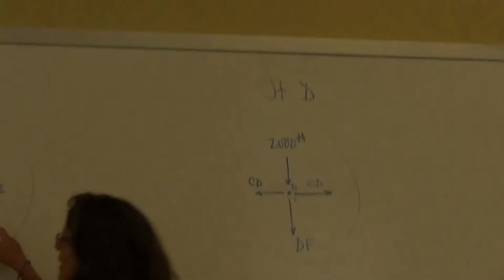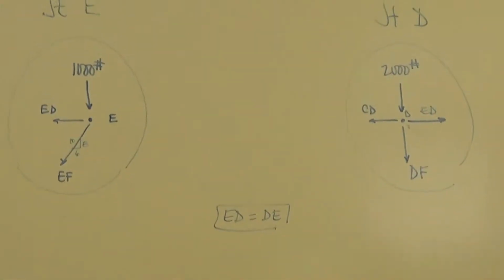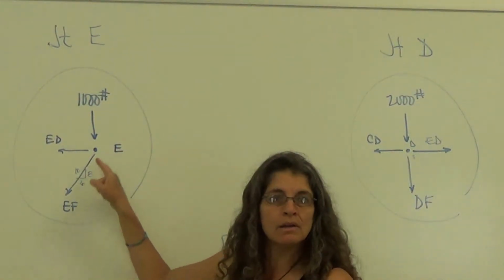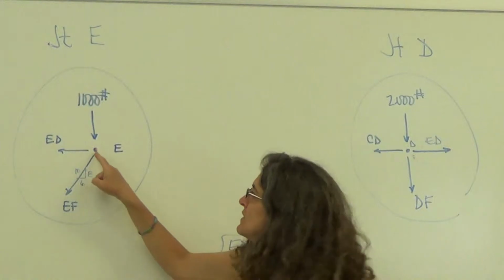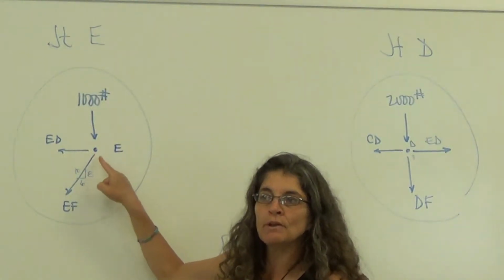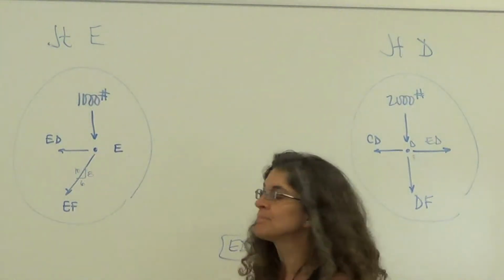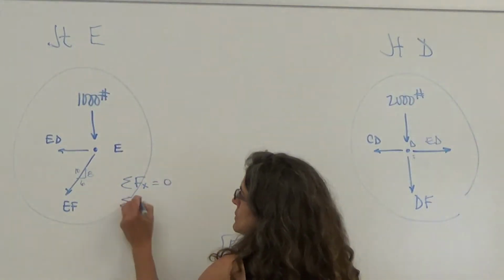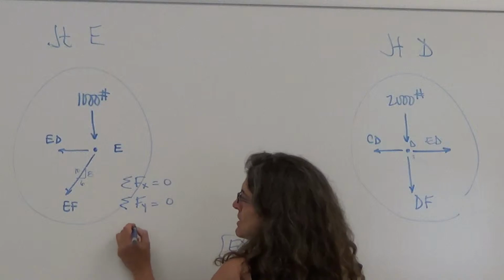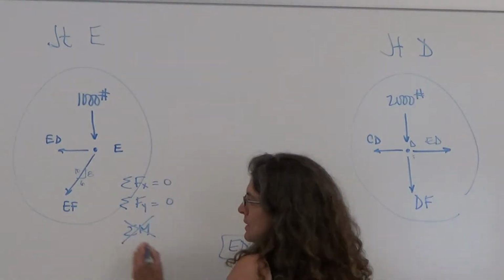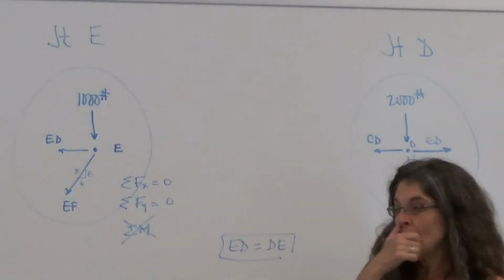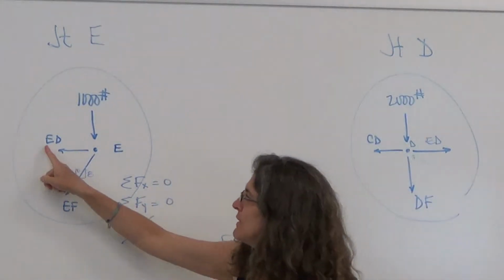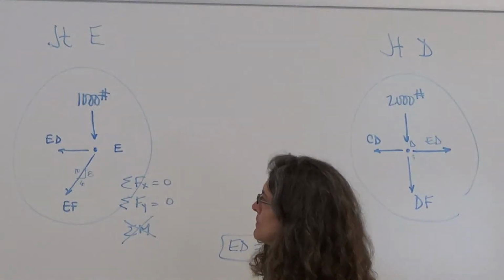Don't these free body diagrams bring you back to the first day of class? Because what are we looking at? Three forces that are concurrent. They're all acting on the same point. So what equations do I have? Sum of the forces in x equals 0. Sum of the forces in y equals 0. Do I have sum of the moments? No. So how many unknowns could I have at most in here? Two. Sure enough, I have an ED and an EF.